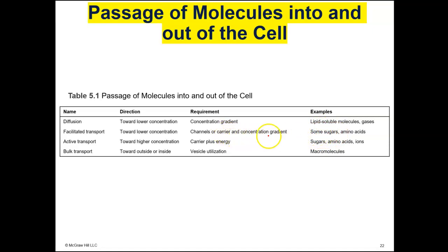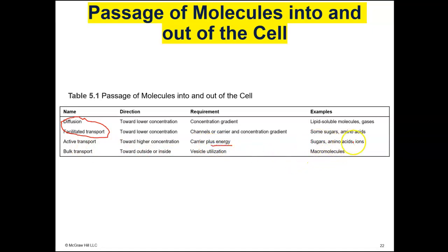And a concentration gradient is required, but the molecules still move from their high concentration toward their lower concentration. And they also have to move through a channel or carrier protein. So both of these first two processes, diffusion and facilitated transport, are passive. They don't require energy. Active transport is just like facilitated transport, but it does require energy. A carrier protein plus energy.